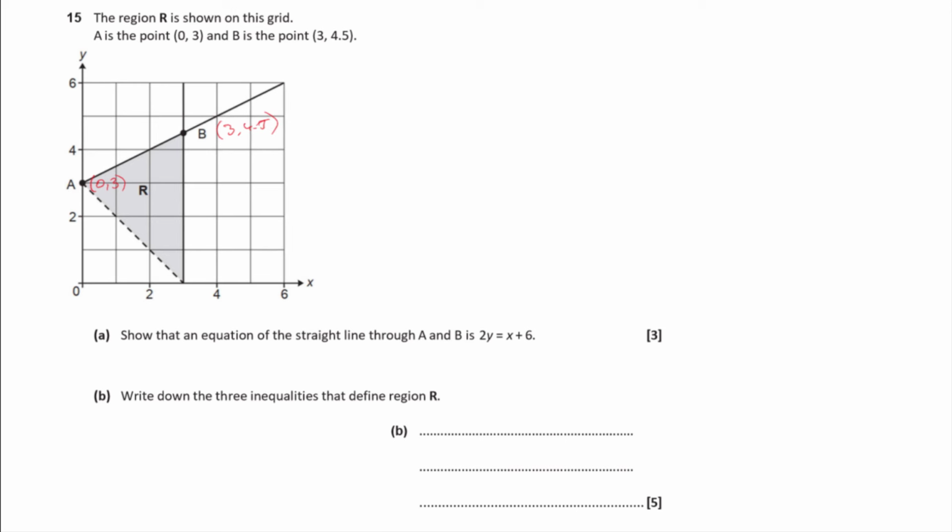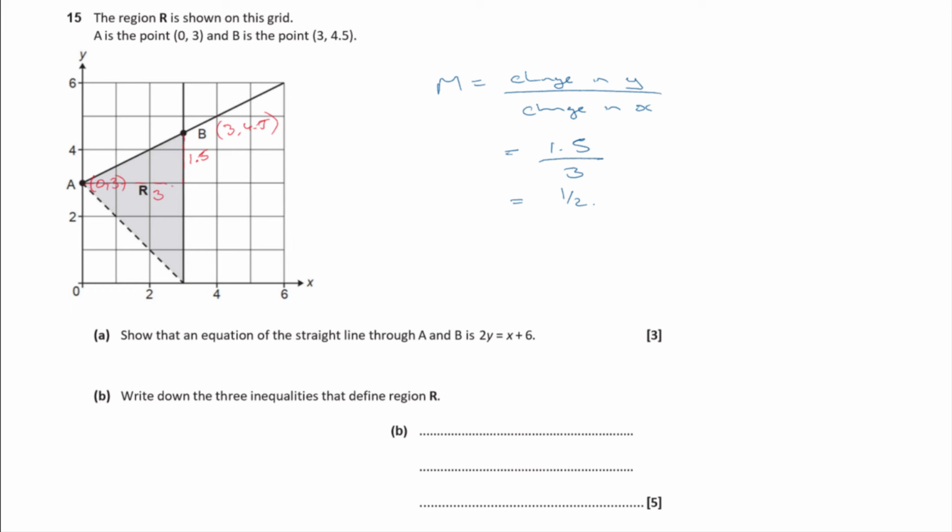Okay, so if we wanted to work out the gradient of this line, what we'd need to do is work out the change in y divided by the change in x. Now I can see from the diagram that the change in y is going to be 1.5. It's 1.5 squares, and the change in x is 3. So the gradient is the change in y over the change in x, which is 1.5 divided by 3, which I believe is a half. Okay, so we've got a gradient of a half.